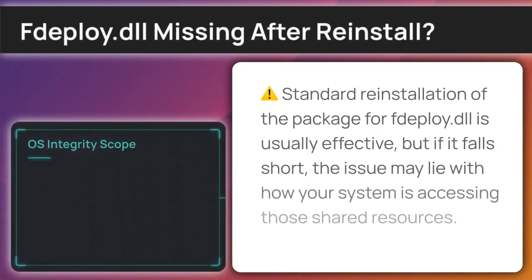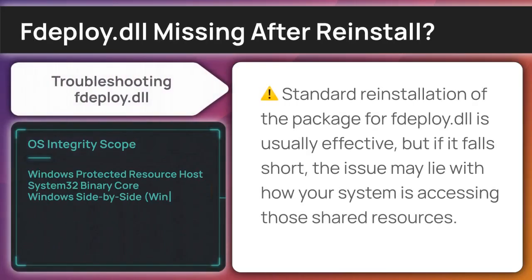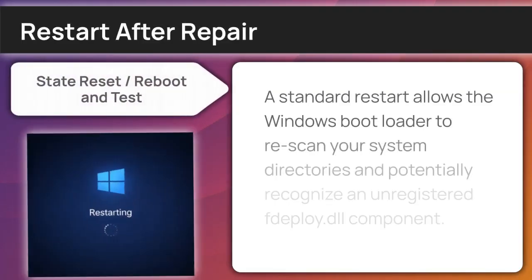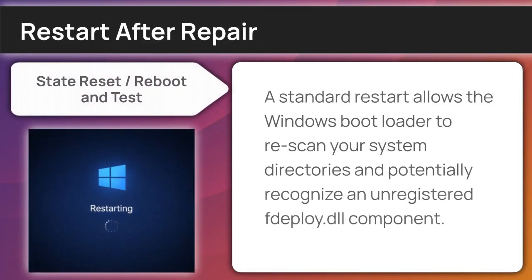If the error persists despite the new library files, we must verify if a simple synchronization conflict is preventing the file from loading. A quick reboot can determine if the error is transient. While it won't fix a deleted file, it can re-establish the connection between your software and the Fdeploy library file if the path was temporarily busy.